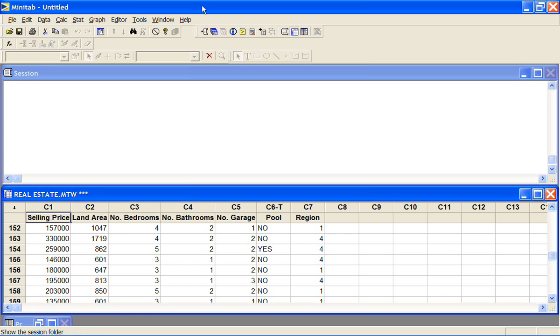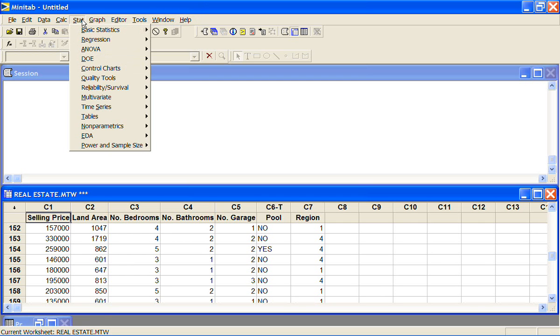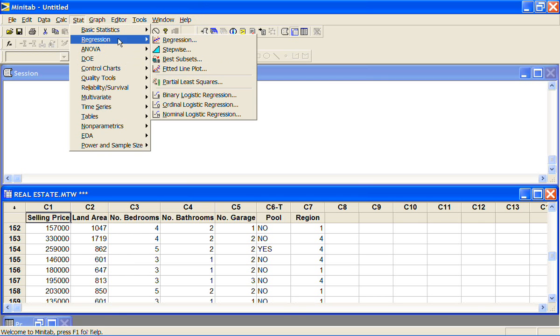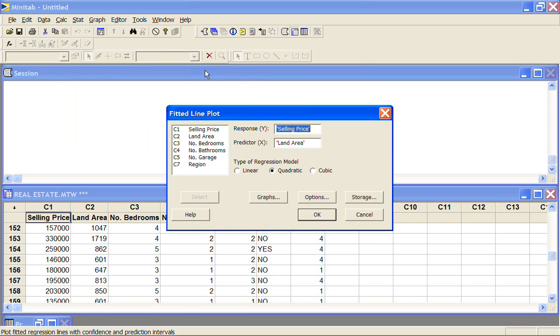In this tutorial, I'm going to look at just simple linear regression. I'm back with the real estate data again, and we're going to look to see if there's a relationship between selling price and land area. If we go to Stat, Regression, we can see that there's an option here for a fitted line plot. Now, this is basically the same as a scatter plot, except Minitab will fit a regression line over the top and tell you what the R squared is for that.